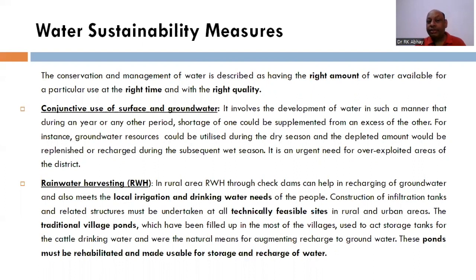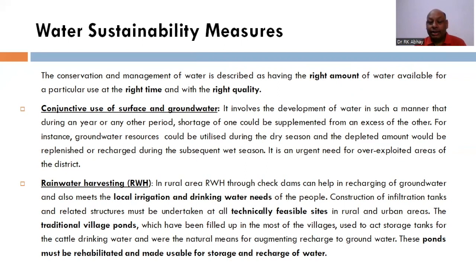Consumptive use of surface water and groundwater is a widely practiced policy, where the shortage of one season is supplemented by the excess of the other season. In the rainy season, we have a sufficient amount of water. In winter, we have a sufficient amount of water, but in summer we have a deficit. So we should save the surplus water which we receive during the rainy season. We should store it. We should harvest it.